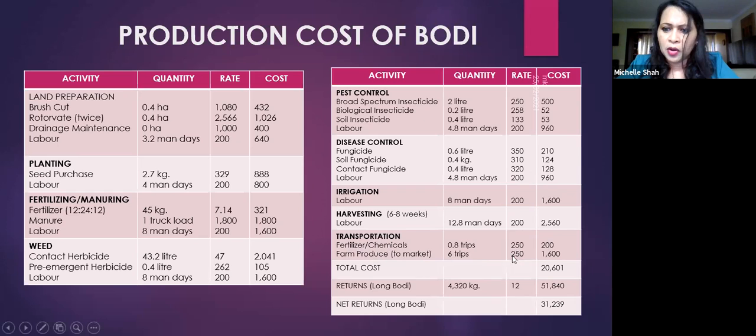So for the final cost to cultivate and produce bodhi on a 1 acre plot, we should have a cost of $20,600. You should be able to get returns of $51,800. So your net return for planting a 1 acre crop of bodhi, the difference being $31,239. So the profits made are $31,000. So this is just an idea of the production cost for an acre of bodhi. And so we have an idea now.